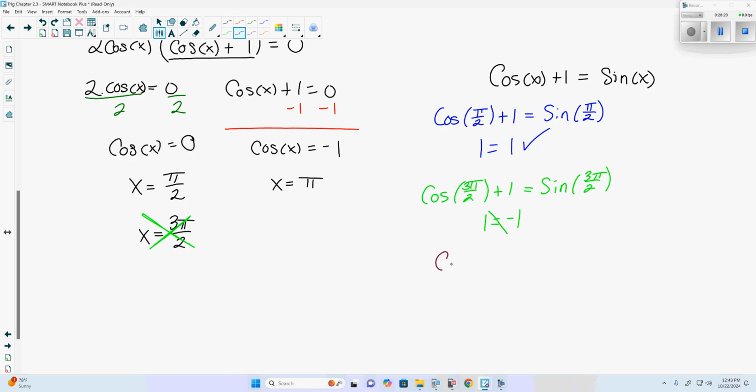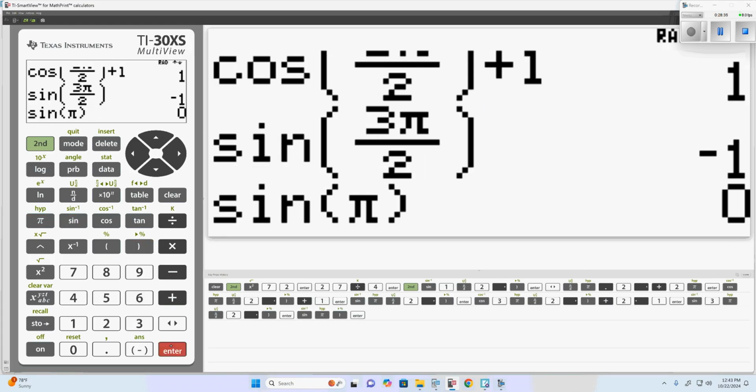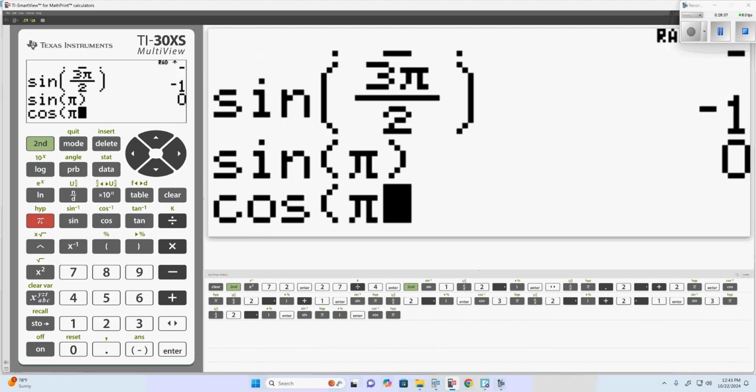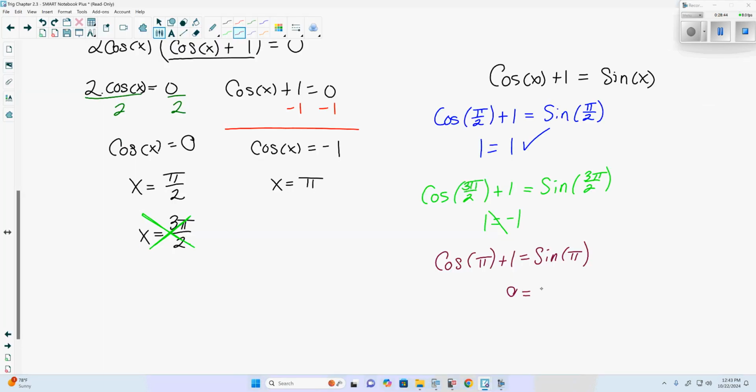And the last one to check is pi. So cosine of pi plus 1 is equal to sine of pi. So sine of pi is 0. Cosine of pi plus 1 is also 0. So here, even though we did get 3 solutions, only 2 of them worked in the original equation. The third one was our extraneous solution.